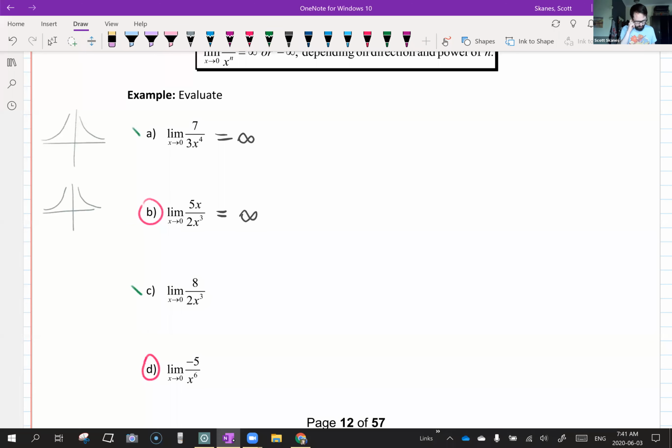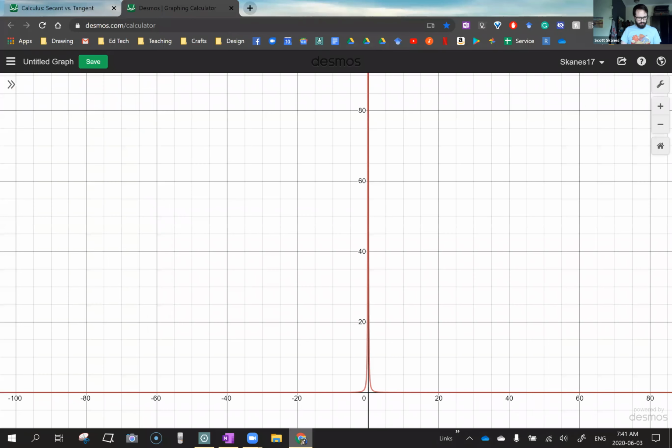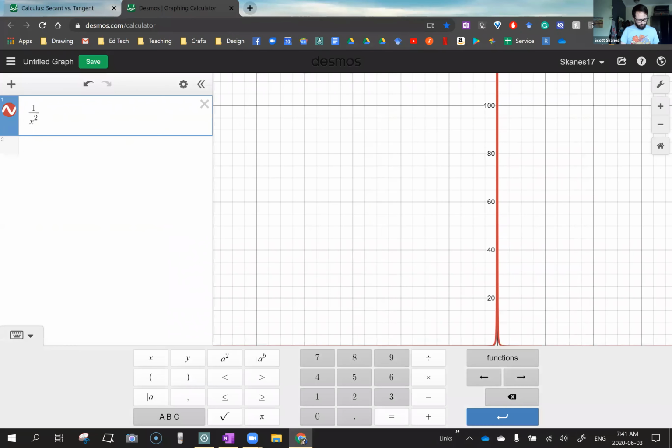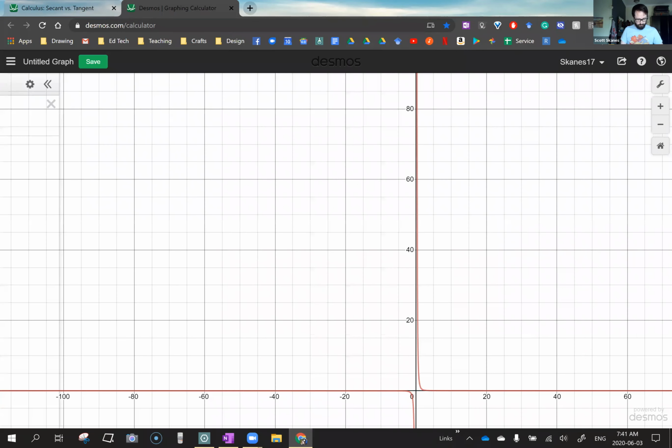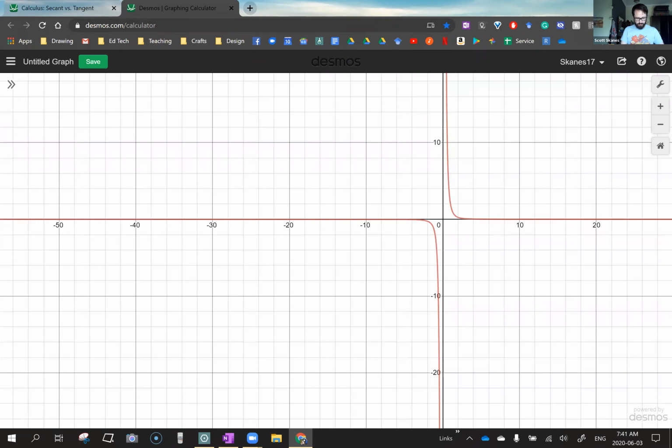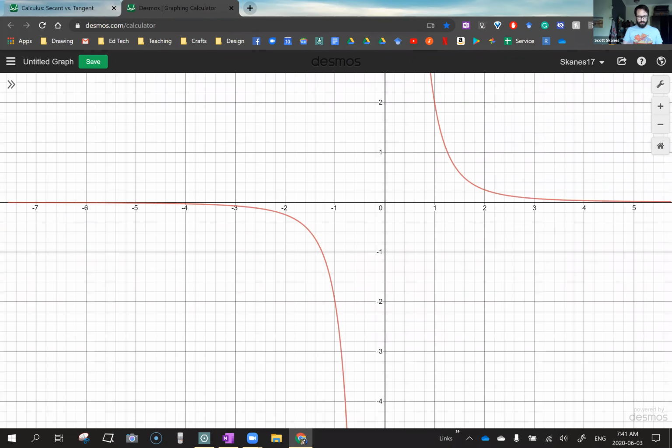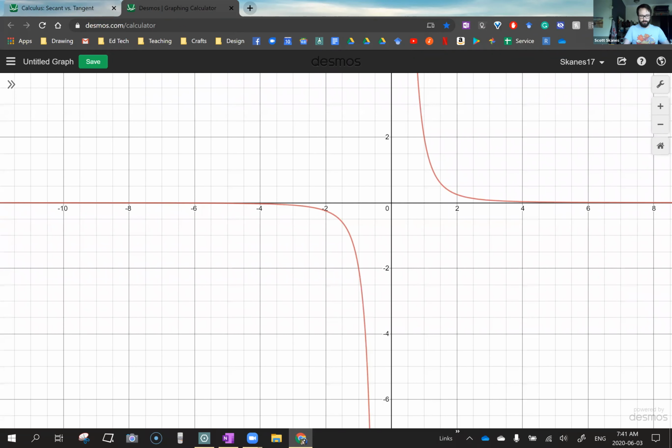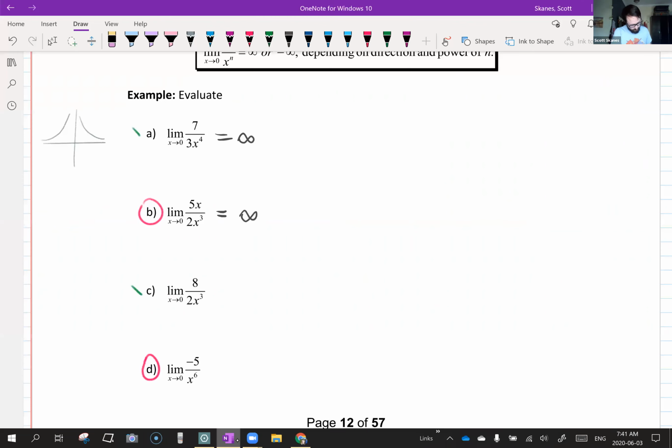I don't trust that one. I don't think that one's right. 2 over x cubed. I think 2 over x cubed looks a little different. So I'm going to graph that. 2 over x cubed. Aha! I was right. One's negative infinity, one's positive infinity. So it doesn't exist. Sorry about that.